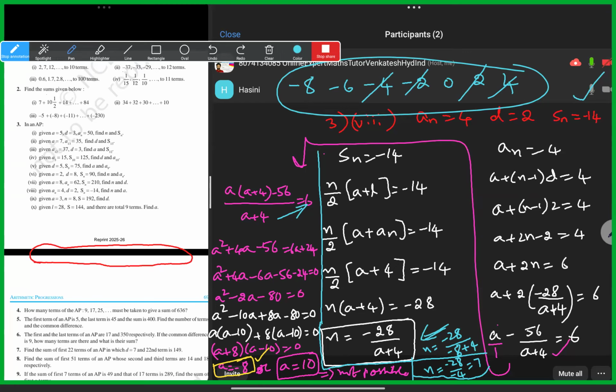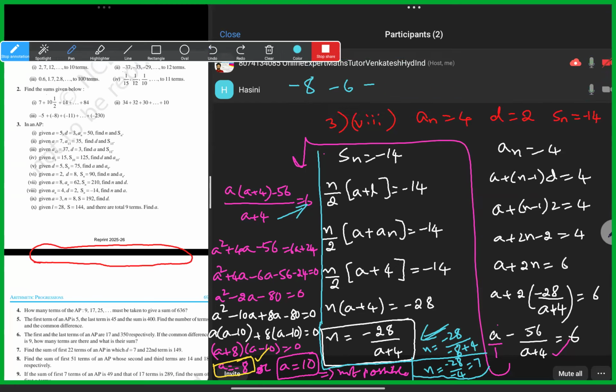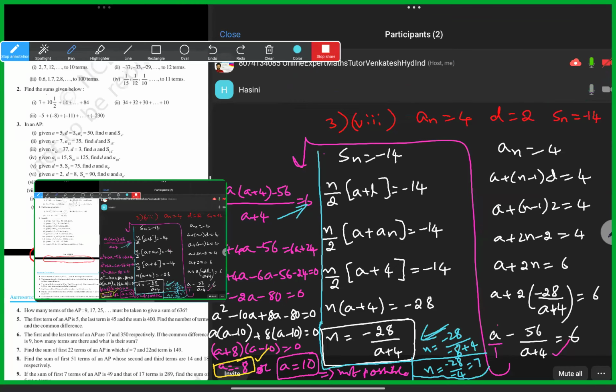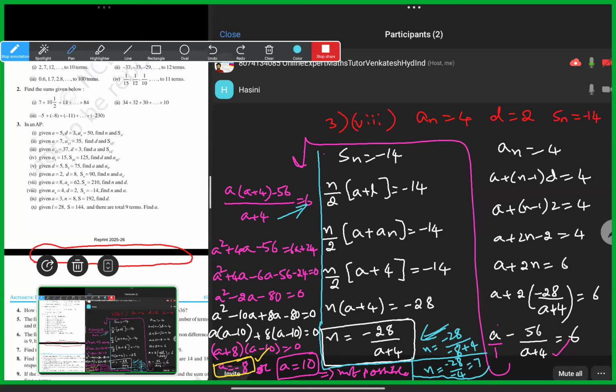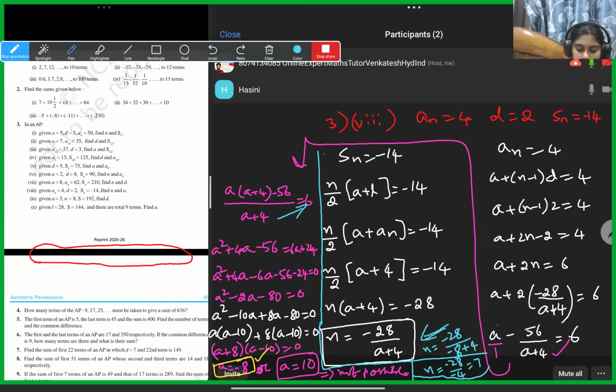Any doubt, Hasni? No, sir. So because of that reason, n is 7, Hasni, and a is minus 8. A equal to 10 is not possible in this case. Because it's a quadratic polynomial, we will get two answers for the variable. Once you check the back answer, a is minus 8 and n is 7 as per the question.